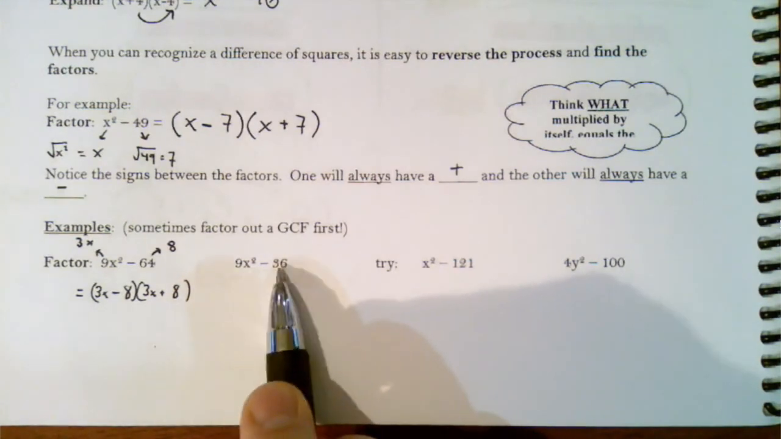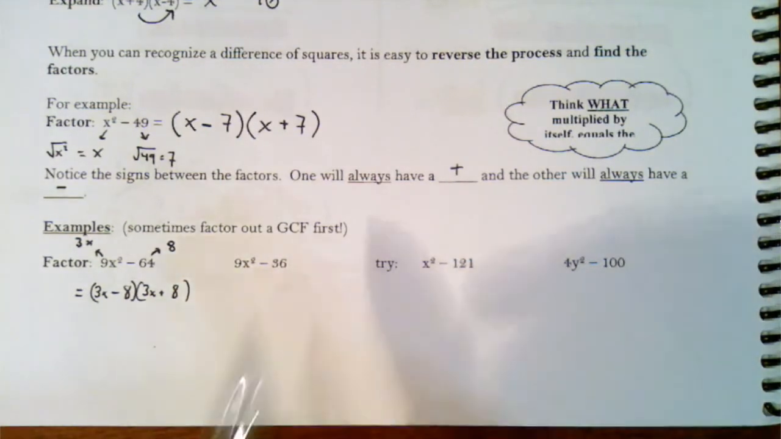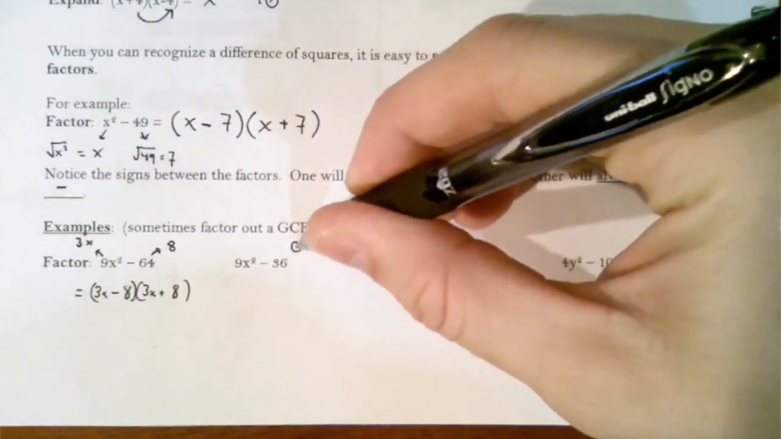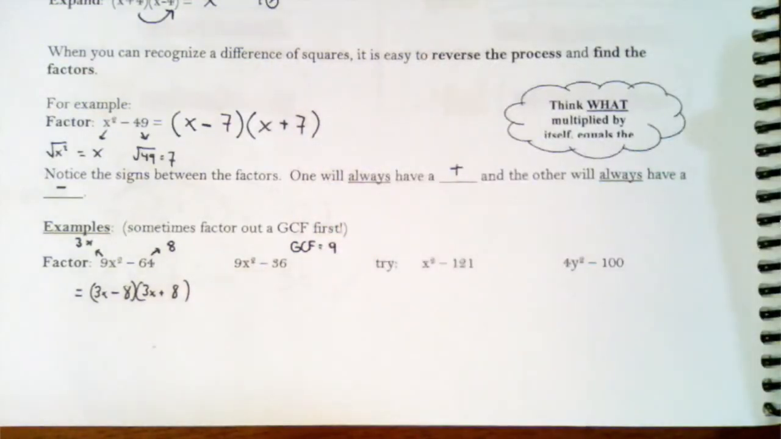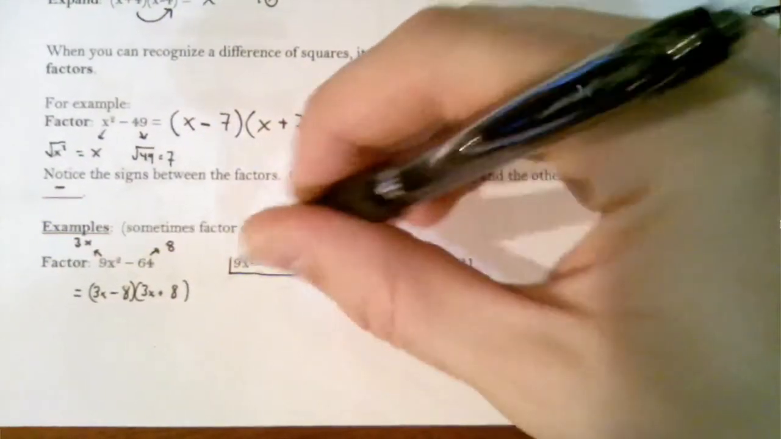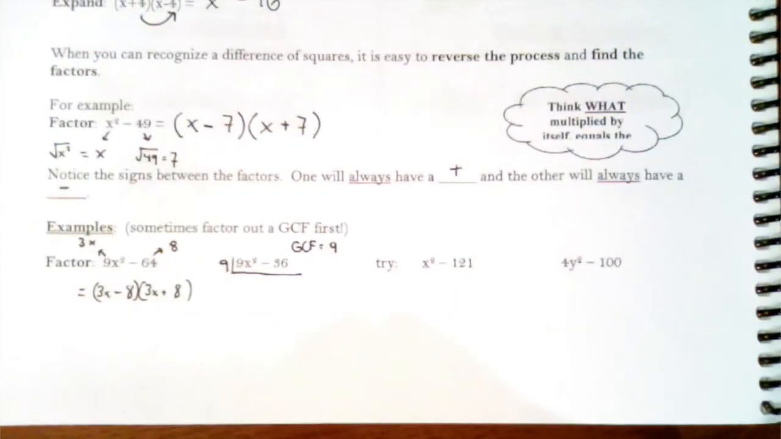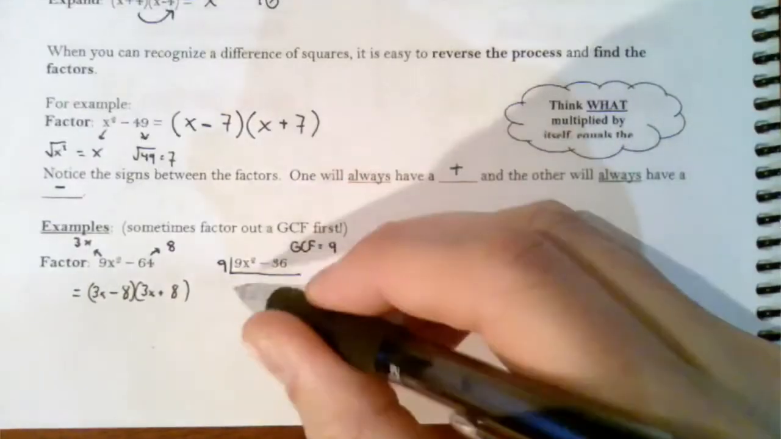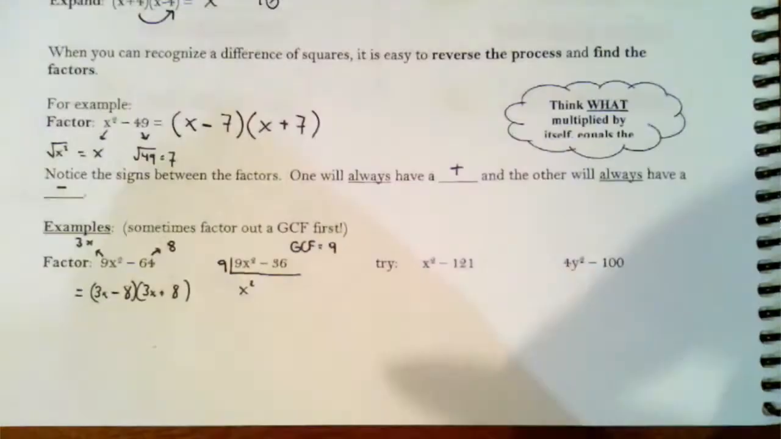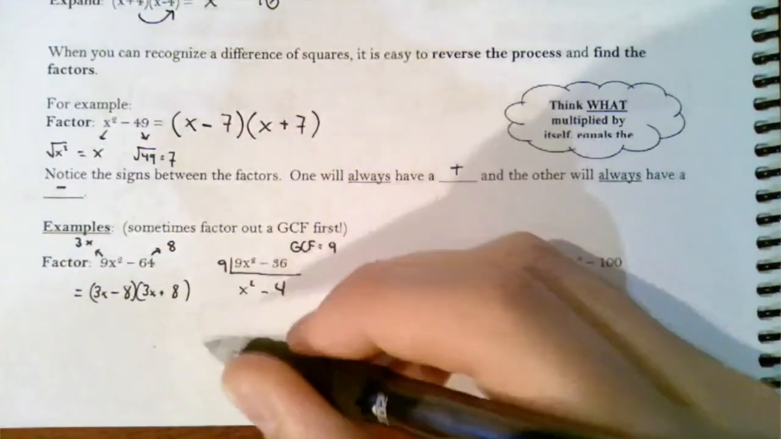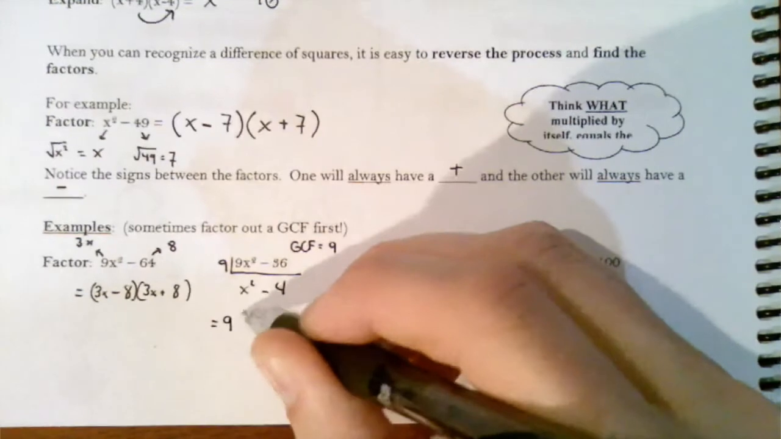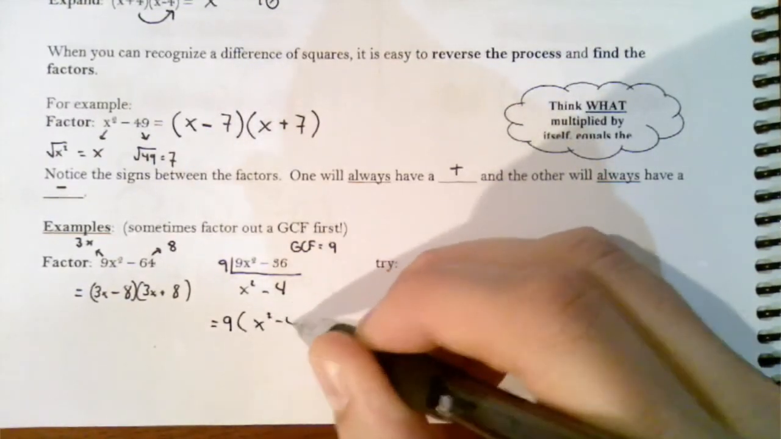9x squared minus 36. Well, let's look for a GCF first. In this example, there is a greatest common factor. 9 divides into both 9x squared and 36. So we're going to start by dividing both of these by 9. 9 divided by 9 is 1, so we just have x squared. And negative 36 divided by 9 is negative 4. So 9 first, and then x squared minus 4.